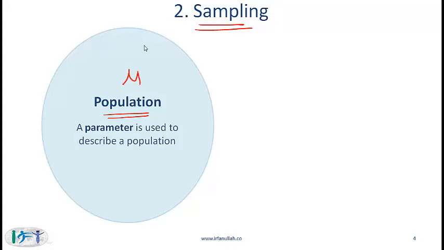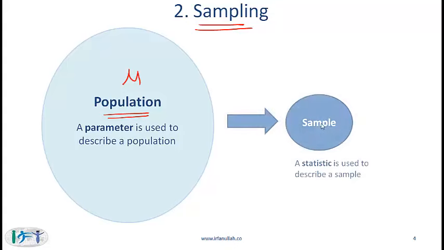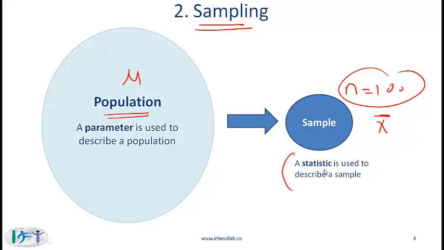You might not have the time to go through every single stock and come up with the average return. So what you could do is pull a sample from the population. Let's say you pull out a sample of 100 stocks, and then you find the average of these 100. That average is generally denoted by X bar, and this is called a statistic. So a statistic is used to describe the sample.